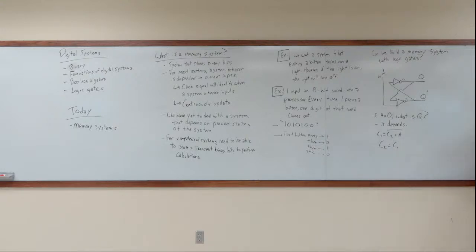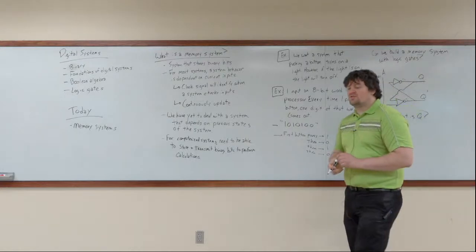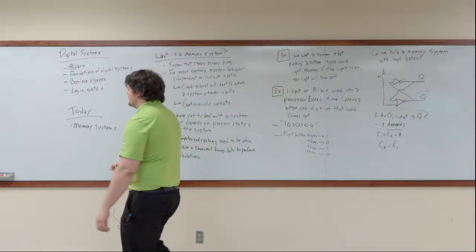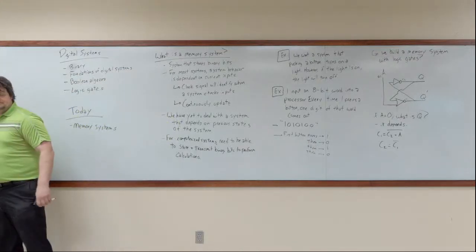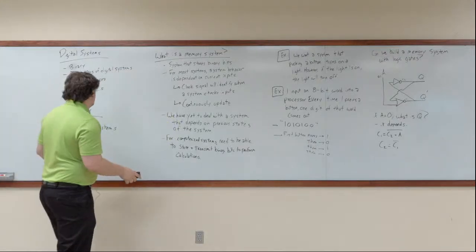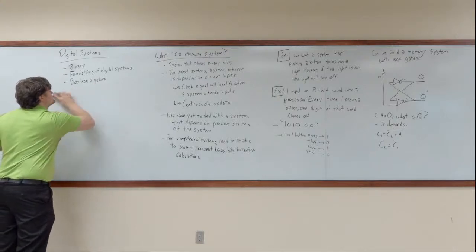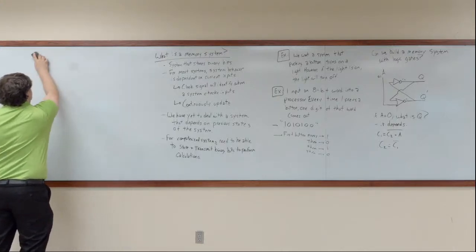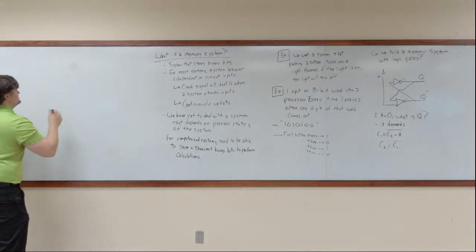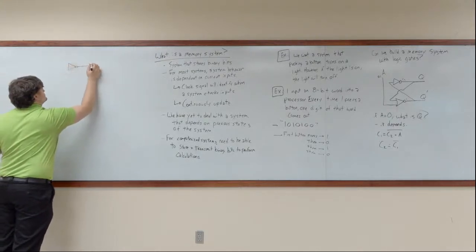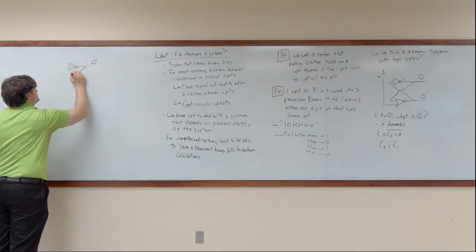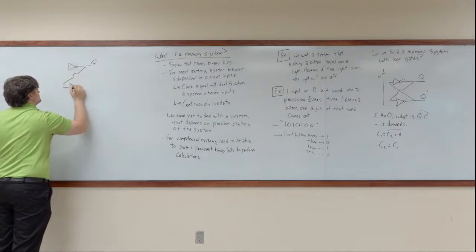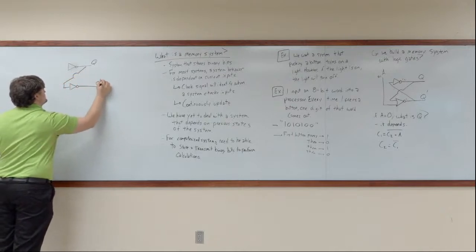Okay? It depends on the previous state of the system, or really the current state of the system. So this is an example of one of the simplest types of memory systems. Okay? It's a derivation of a memory system that looks like this. This is Q. This is Q naught.